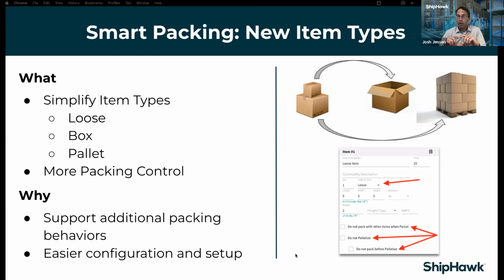Now, we've implemented this in such a way that those of you that are syncing products over from NetSuite, you don't need to change a thing in NetSuite. When you're switched over to the new item type view in ShipHawk, the current item configuration that you have loaded in the products tab in NetSuite, we know how to interpret that over to the new item type. So you're going to get the identical packing behavior that you've always seen with the existing item types.